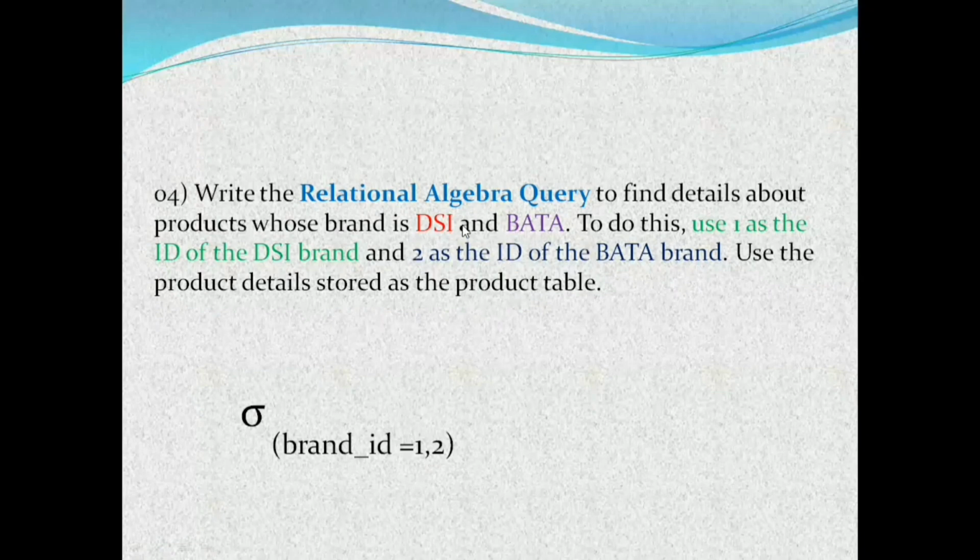So we don't need to mention DSI and BATA, those are brand names. So we only need to give this formula. So relation table is also product table because we need to use the product details stored as a product table. So product table is the relation table. So this is it. This is the query. And when we want to use different values in the same column, that means one as the brand ID, two as the brand ID, but they are different brands, we can use this comma and get these two values inside this bracket and equals to this brand ID, and we can use this proportional logic formula.